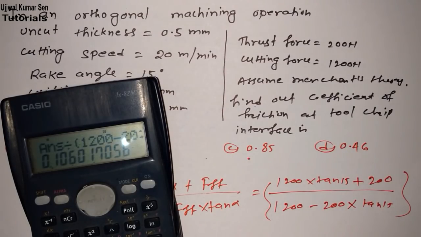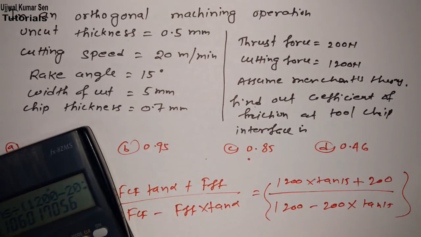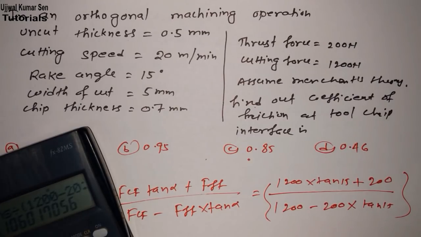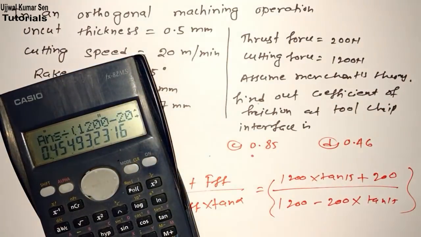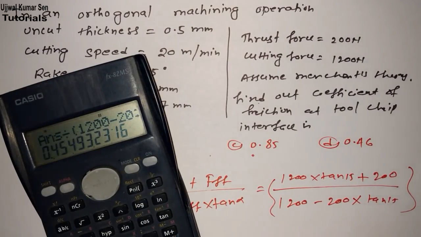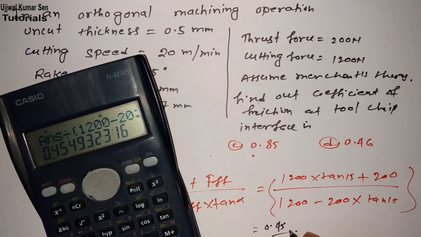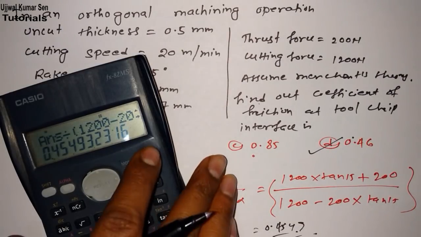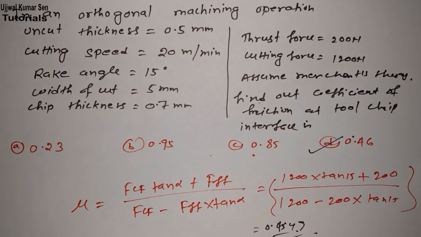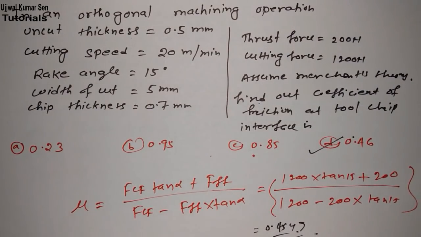Can you guess what the answer is? What is the answer exactly that we are getting here? We have to compare with the options. Well, there was some calculation mistake, so here we got the answer 0.4549. So the right answer is D. Try to be careful so that you don't make a calculation mistake like I did. You can do this quite easily, right?